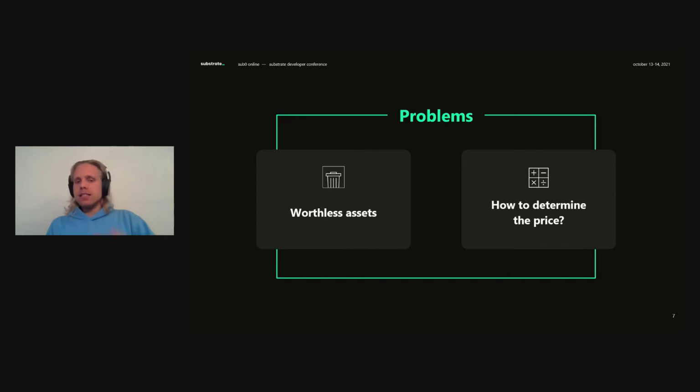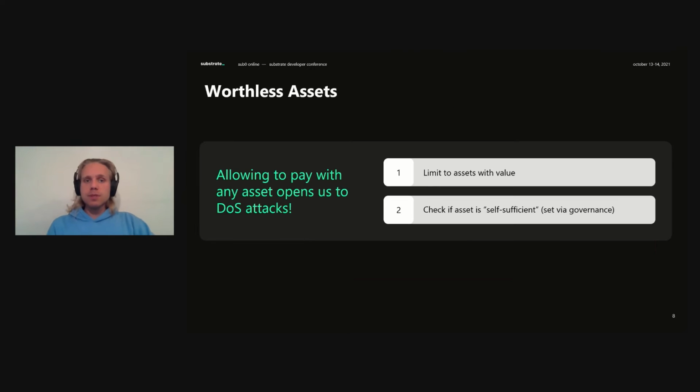And even if the asset is worth something, you need to determine how much to charge for the transaction fee. And so the second question that we have is how to determine the price. And of course, these two are interrelated, right? The price is going to be zero if it's a worthless asset. So how do we address these problems?